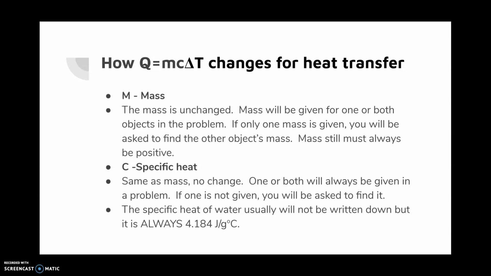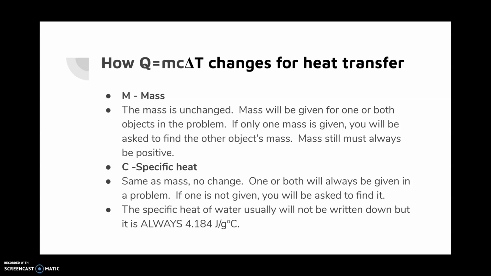All right, let's look at the other variables. M, mass, is unchanged. Mass will be given for one or both of your objects in the problem. If only one mass is given, this means you will be asked to find the mass of the other object. Remember, mass must always be positive. Now, specific heat, or C. This is the same as mass. There's no change. One or both will always be given in a problem. If one is not given, you will be asked to solve for it or find it.